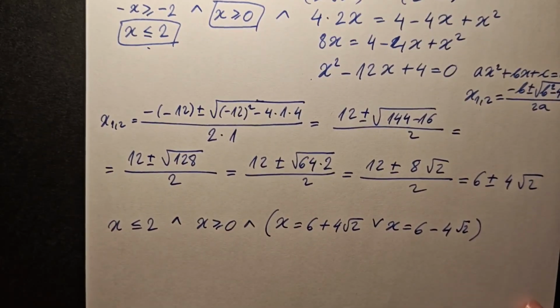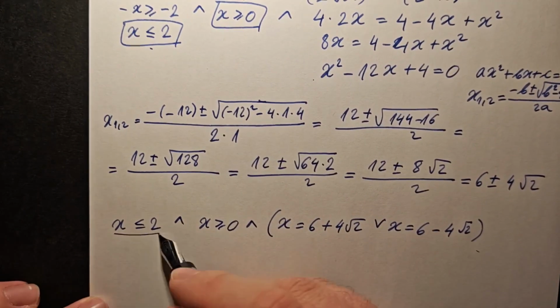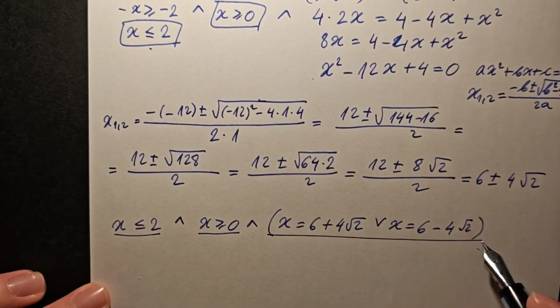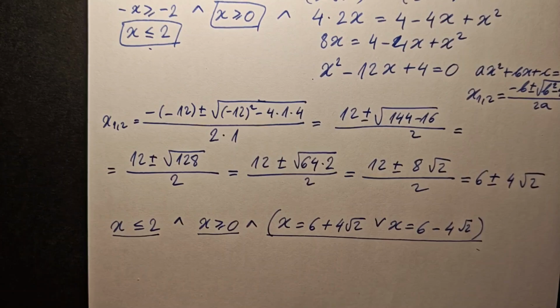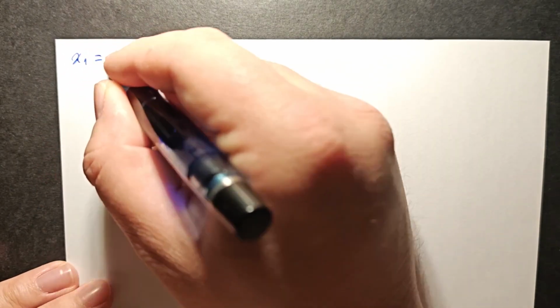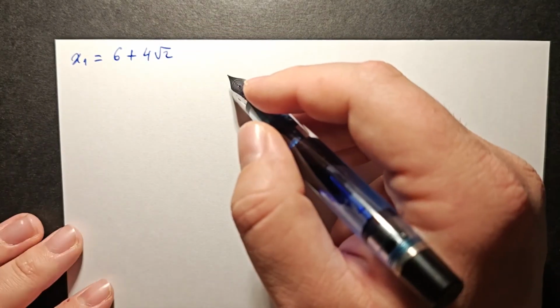What is the solution of our equation? It is an intersection of all of these sets: this first set, this second set, and this final and third set. Let's observe the first solution. x1 is given as 6 plus 4 square roots of 2.